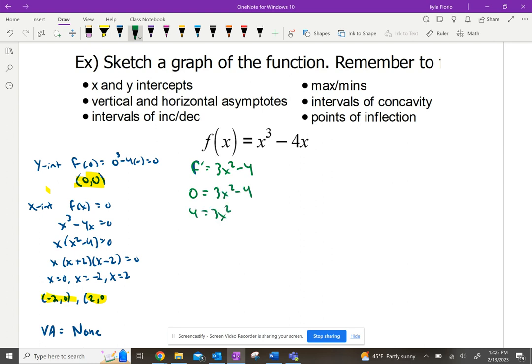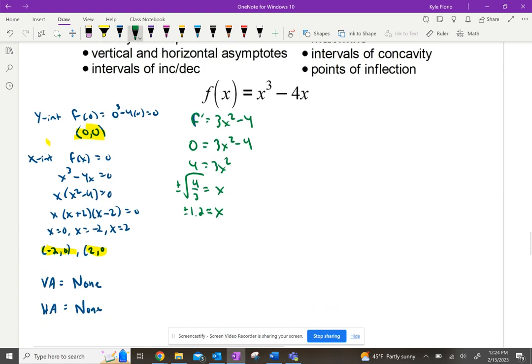Add 4 to both sides. Divide by 3. To find x, you just take the square root of that. It's going to be plus or minus that. Which for graphing purposes, it's about 1.15. We'll just say 1.2 because we're going to be graphing. Okay, so this is going to help me figure out if I have a max or min. These are my crits.